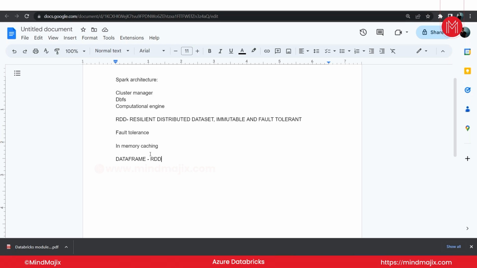What that means is, these RDDs will be partitioned across our whole structure. We will have a cluster manager that manages all the computation engine, all the nodes and executors, all of that. And then we will have worker nodes. Once again, we have the cluster manager, then we have the driver node, then we have the worker node.